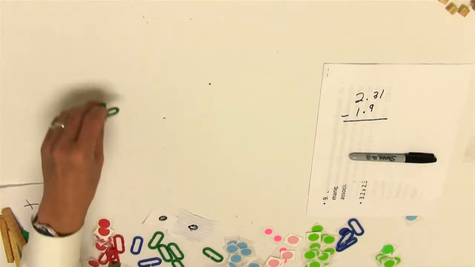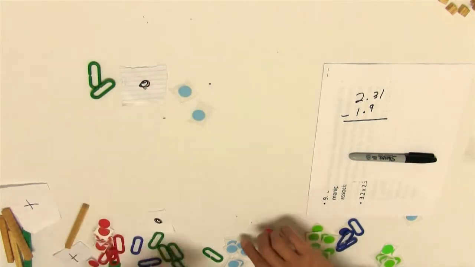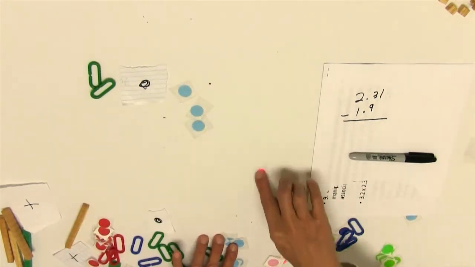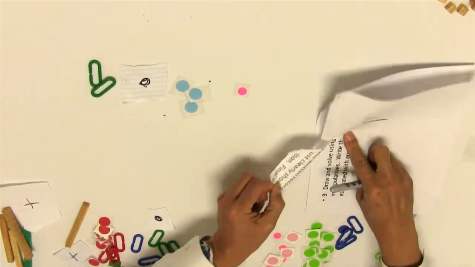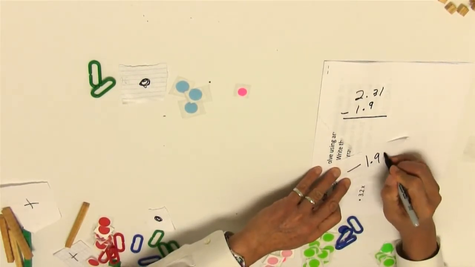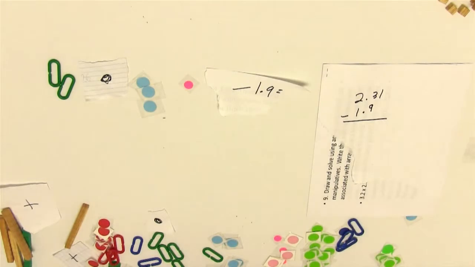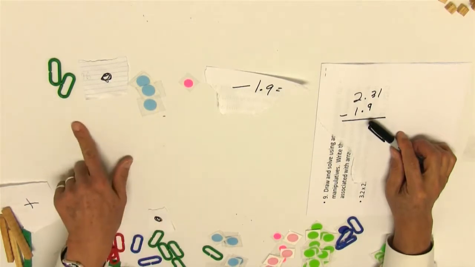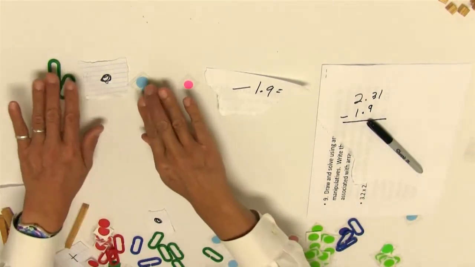So here's the setup, 2 and 3 tenths and 1 hundredths, minus 1 and 9 tenths. So here's my setup. The setup again in subtraction, no matter what kind of subtraction you do, is the first number is put out as a manipulative, and the second number, the number that you're taking away, is written out. So now we're going to solve the problem.